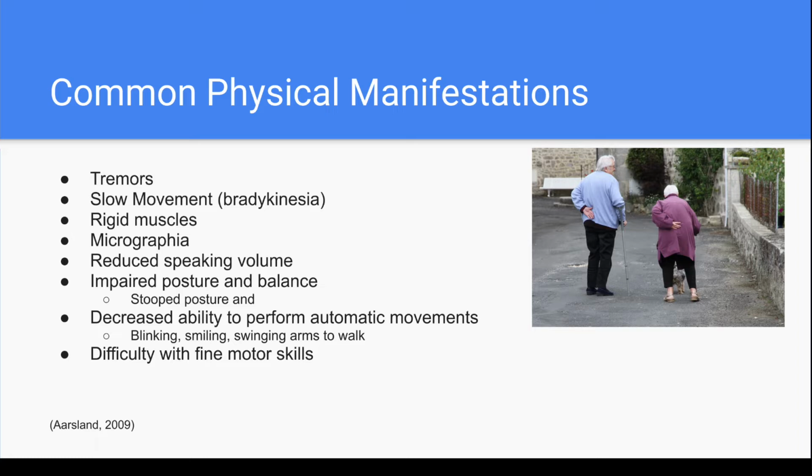handwriting, a reduced speaking volume, impaired posture and balance, such as a hunched over or stooped posture, a difficulty performing automatic movements, including blinking, smiling, or swinging arms when walking, and finally, a difficulty with fine motor skills, which involve movements that coordinate the small muscles of the body with the eyes, hands, and fingers.